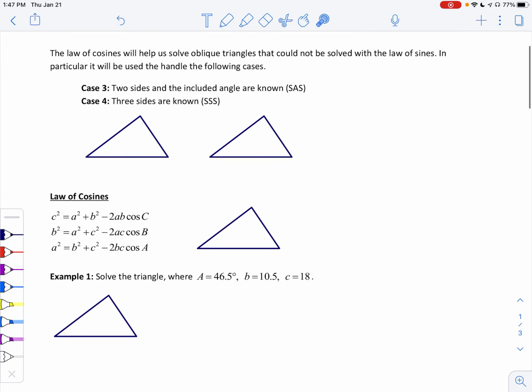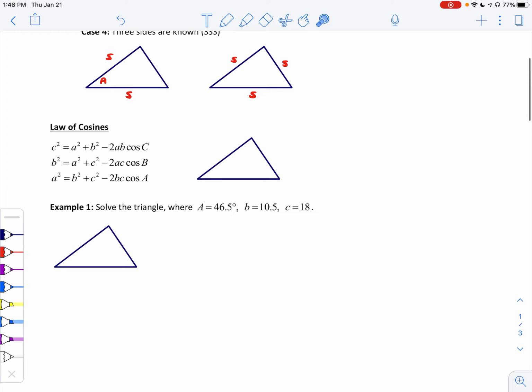The two different cases that the law of cosines can solve are if we have two sides and an included angle. By included angle, I just mean the angle that sits between those two sides. So for example, it could look something like this: side, angle, side. That would be two sides and the included angle between them. And then case four is when we know all three sides. So side, side, side. Either of these two situations is going to be solved using the law of cosines.